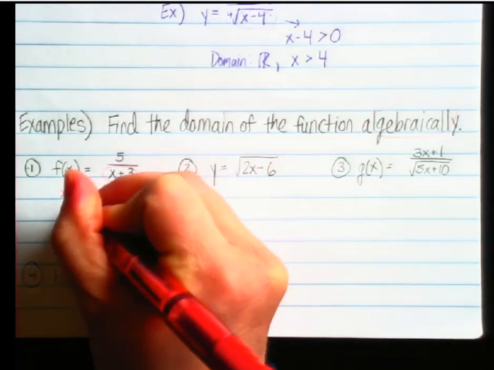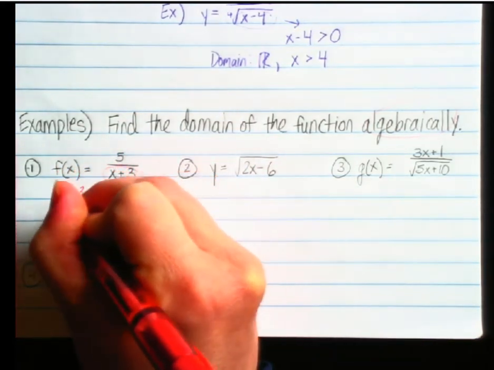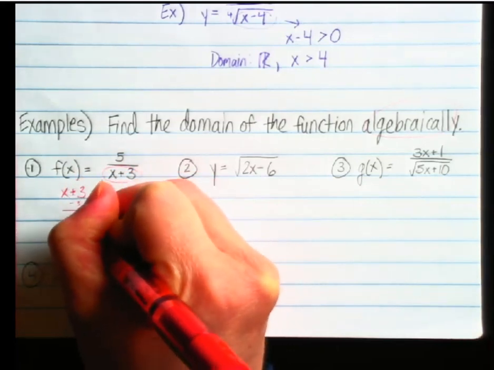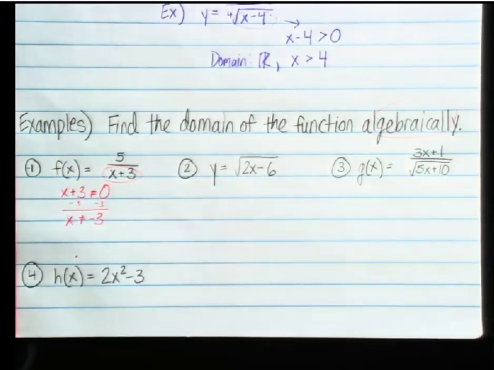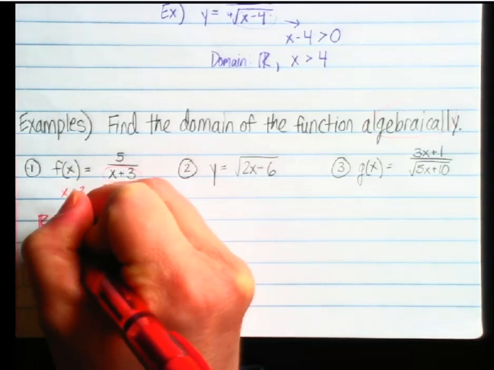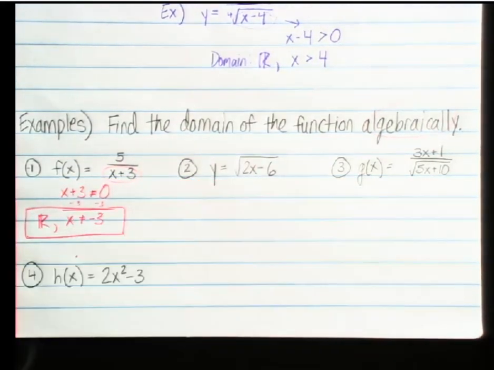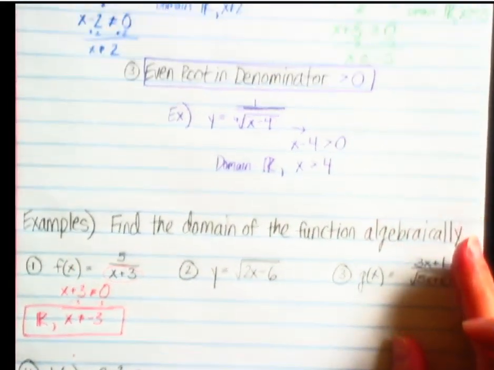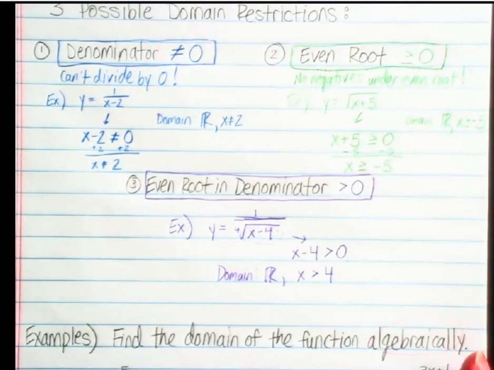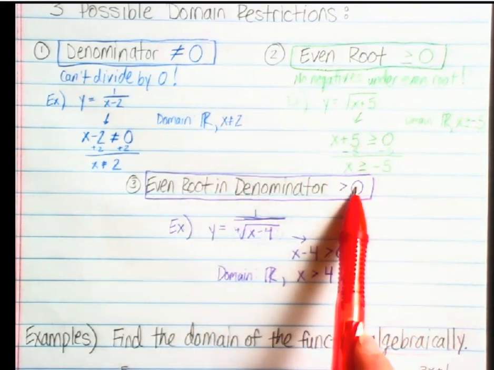And then I'll solve. Right? Minus 3, minus 3. So x cannot equal negative 3. So the domain would be all real numbers, but x cannot equal negative 3. All right, that's as simple as it is. There's 3 domain restrictions like we talked about. Figure out which one you've got and use the corresponding symbol.